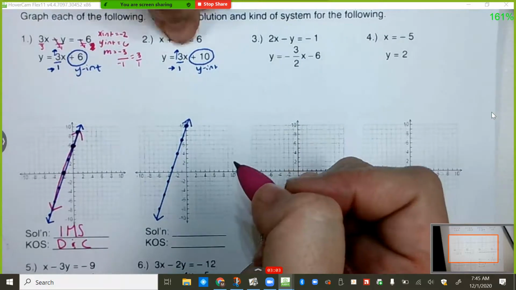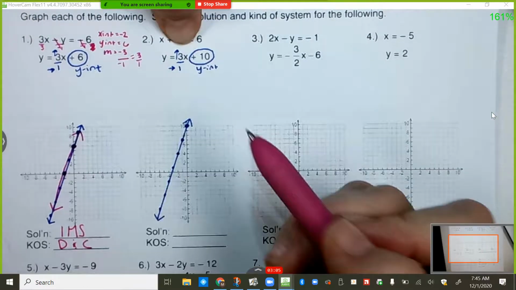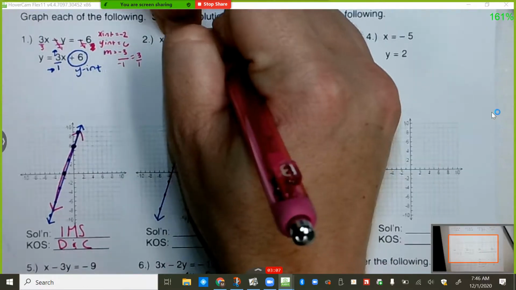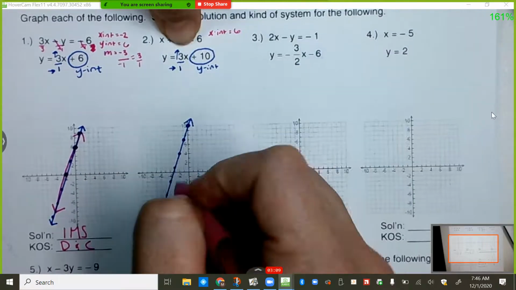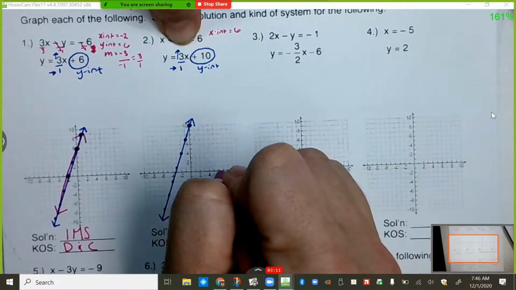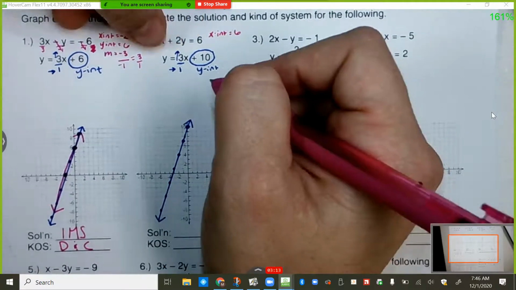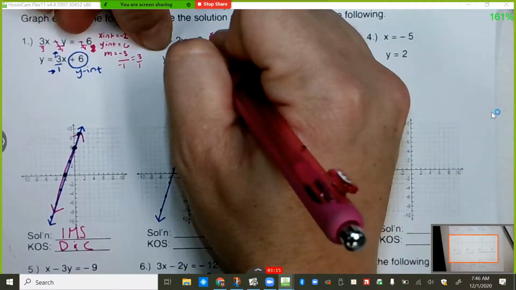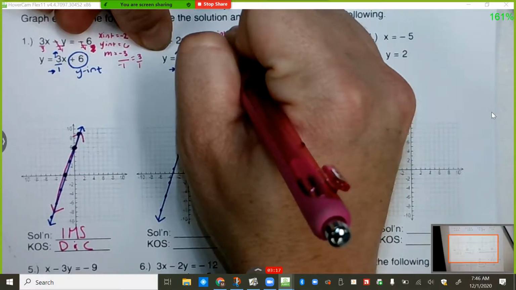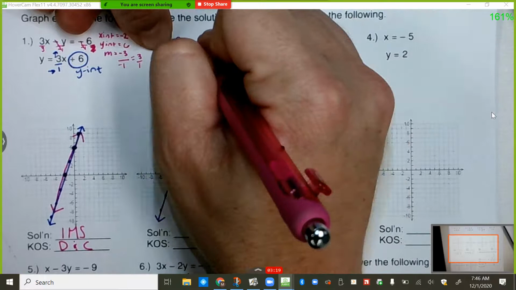So when I cover up my y, it tells me x is 6, so I know my x-intercept is 6. So on my x-axis, I'm going to put a point at 6. Then when I cover up my x to solve for y-intercept, divide by 2, I get 3.